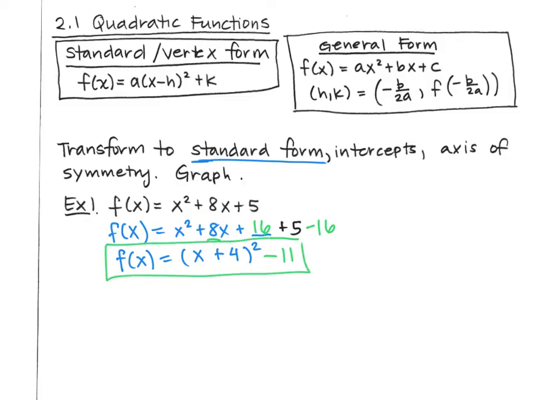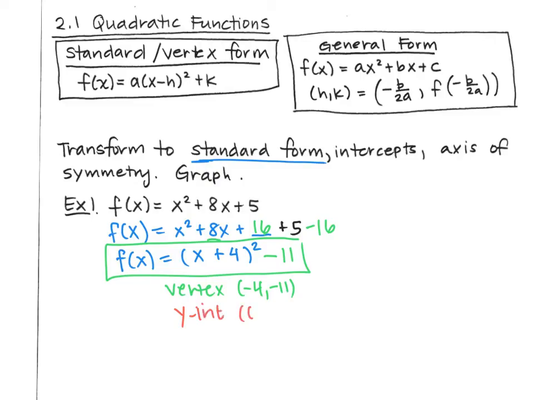Okay, from this, I already can determine that the vertex will be (-4, -11), because this is the parabola shifting left 4 and down 11. Okay, the next thing I'll probably get are the intercepts. I think I'll do the y-intercept first, because that's the easiest one to get.